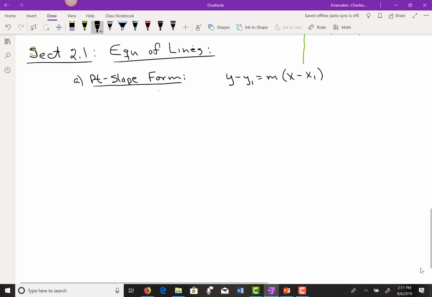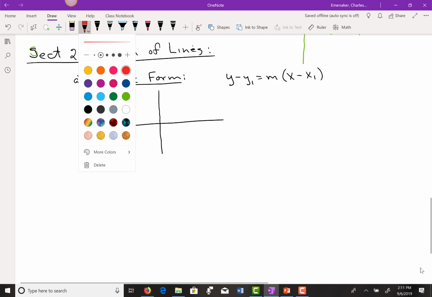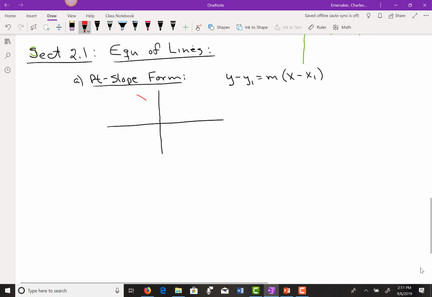So for example, let's say we have a line, and let's say the line goes like this. I'm just making up a line in case you're thinking, where did he get this anyway? It just popped out of my head. And this line, let's say, has the point 1, 1 on it. And let's say the line has a slope of 3.